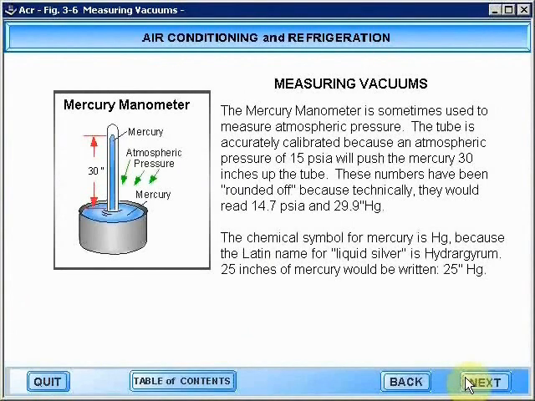The mercury manometer is sometimes used to measure atmospheric pressure. The tube is accurately calibrated because atmospheric pressure of 15 pounds per square inch absolute will push the mercury 30 inches up the tube. These numbers have been rounded off because technically they would read 14.7 pounds absolute and 29.9 inches of mercury. The chemical symbol for mercury is capital H, small g, because the Latin name for liquid silver is hydrargyrum. 25 inches of mercury would be written 25 with the inch symbol and capital H, small g.